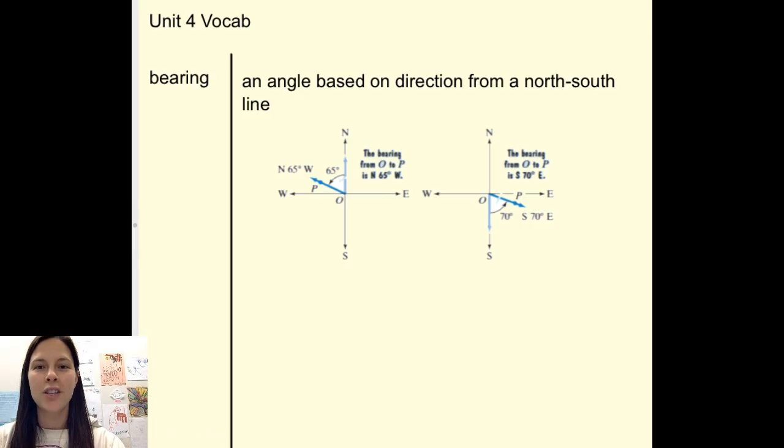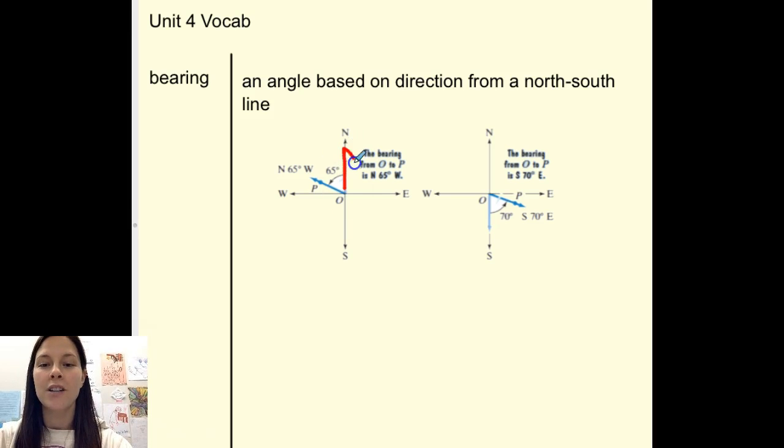The last section of this unit, you might be kind of excited, it's been a long, tough unit, is bearings. A bearing is an angle measured from a north-south line, and it tells you if you're heading east or west and how many degrees off of the north-south line you are towards that secondary direction. Let's take a look at a few examples of bearings.